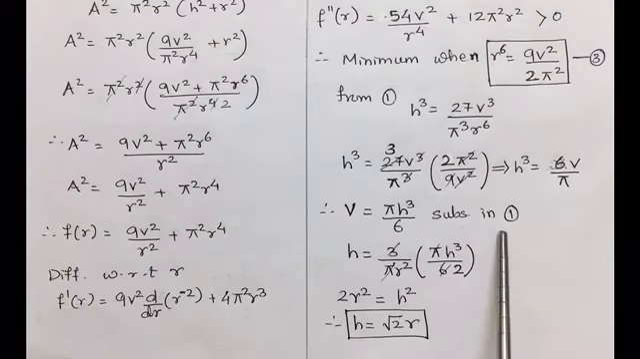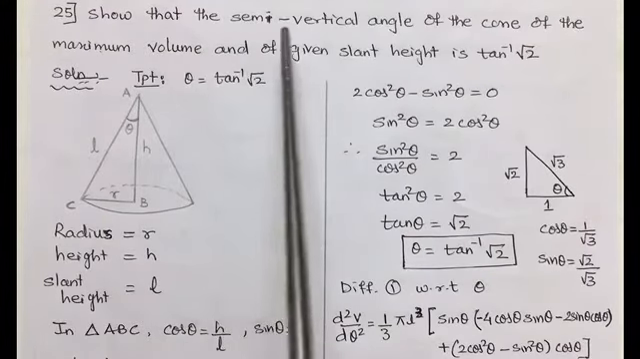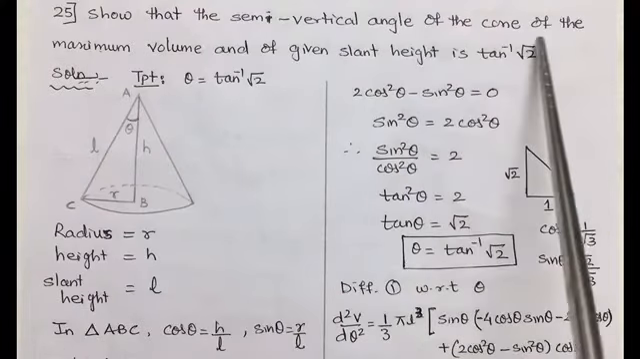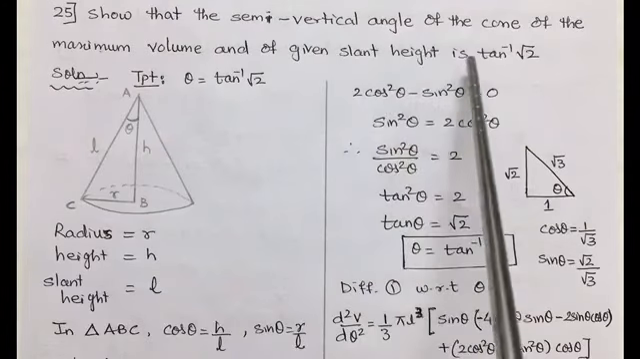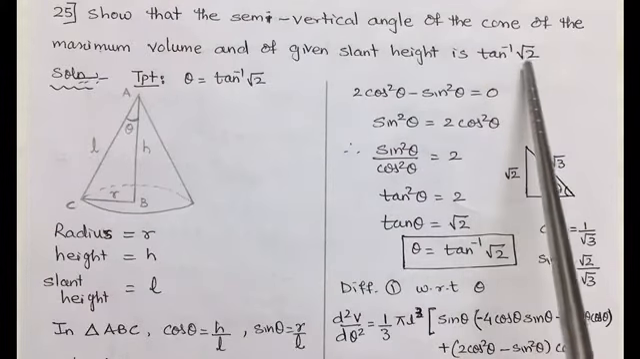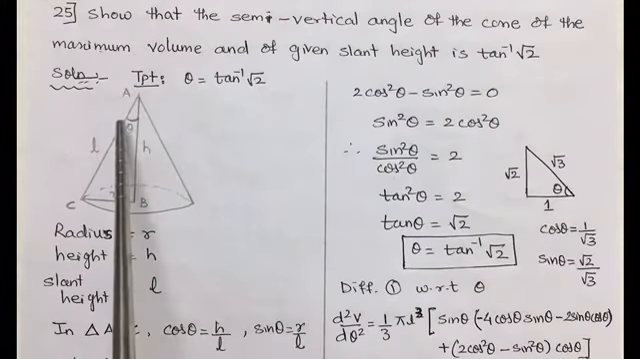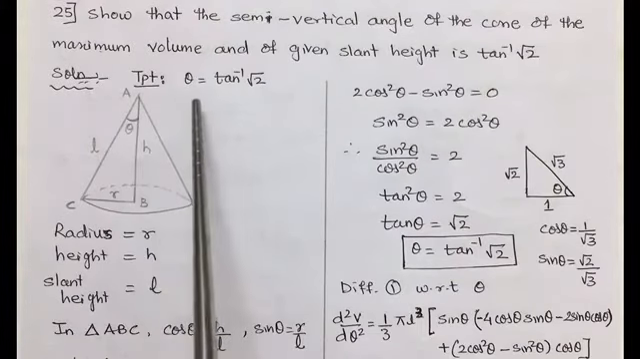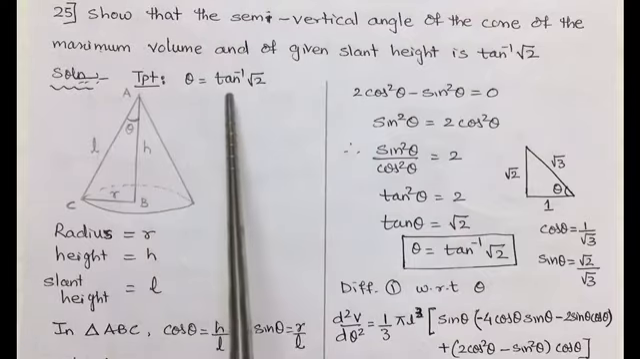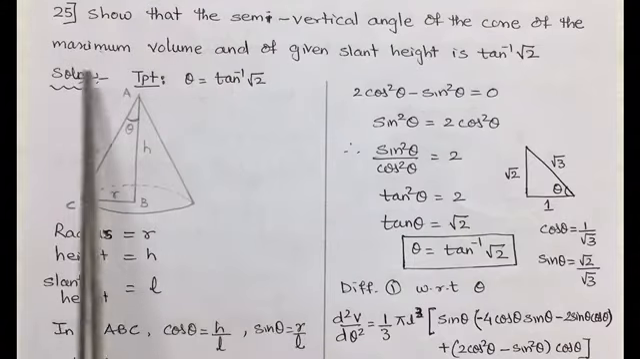25th one, it is given as: show that the semi-vertical angle of the cone of maximum volume and of given slant height is tan inverse root 2. Now the semi-vertical angle is given in this way in a cone. We have to prove that this angle theta is equal to tan inverse root 2 if the volume is maximum.